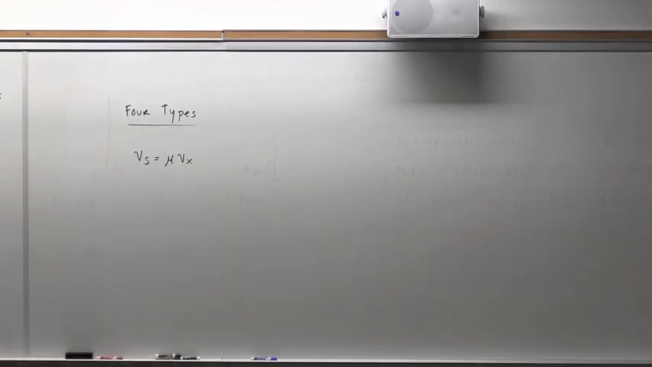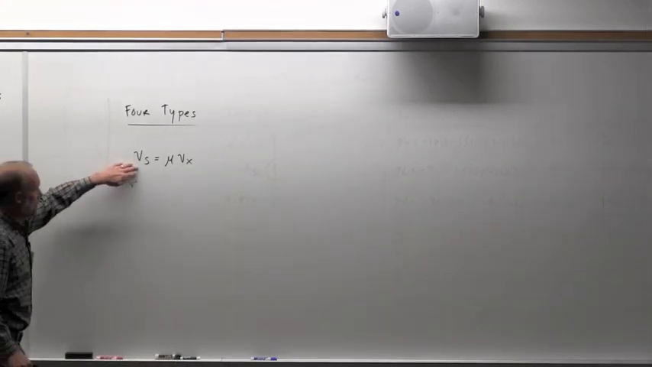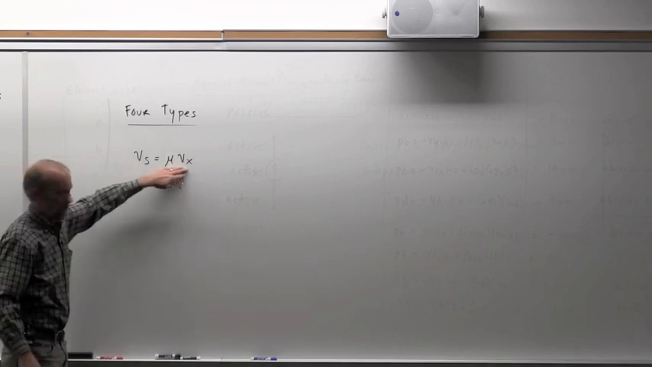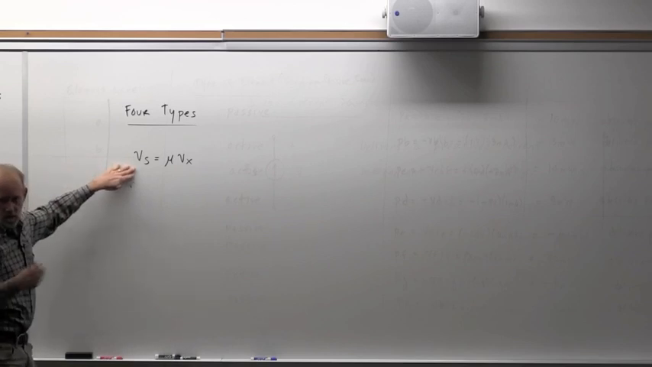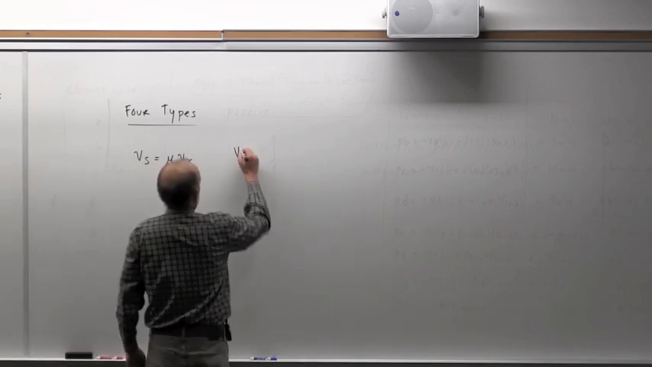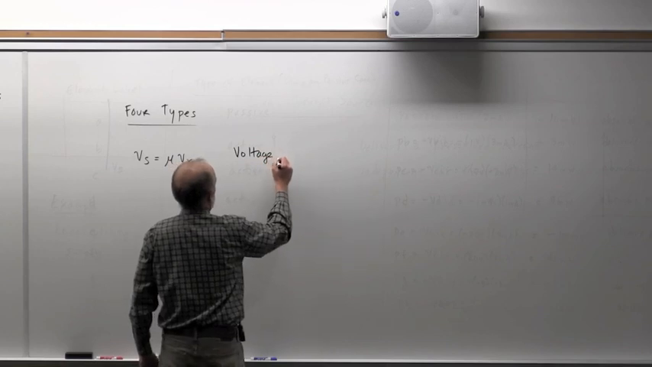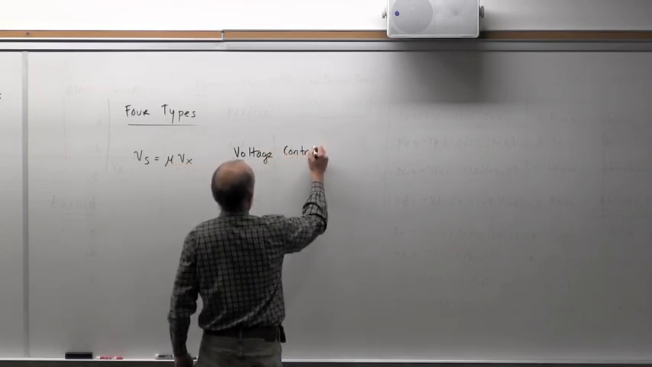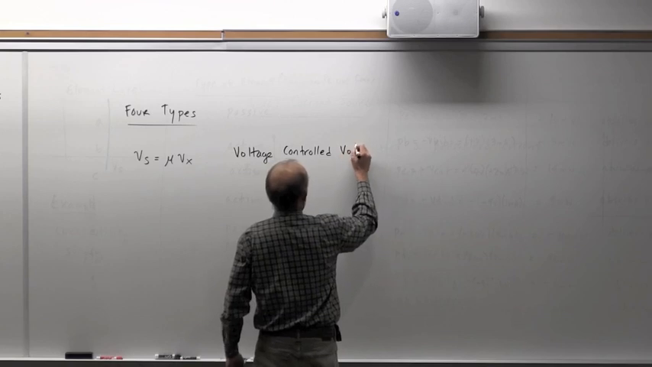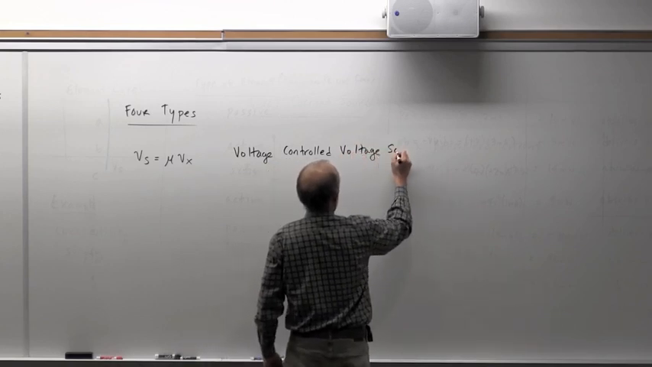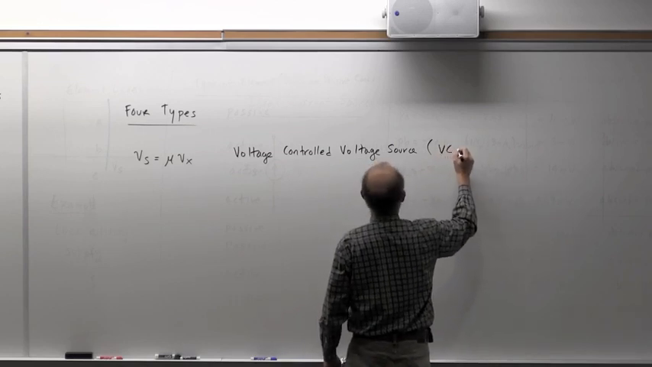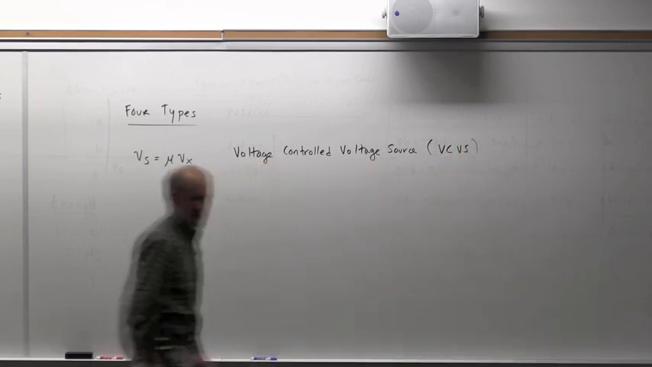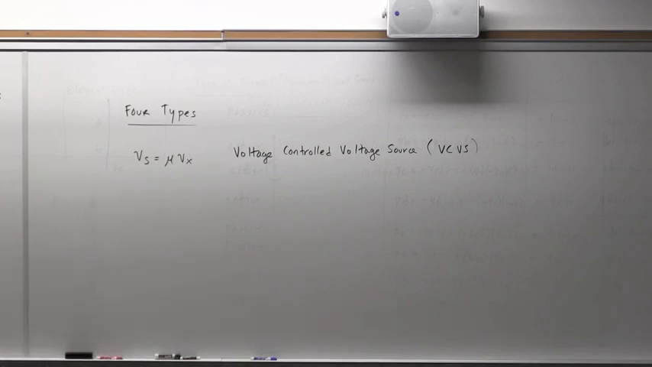I'm going to label the 4 types as follows. So you might have a dependent voltage source that is a function of another voltage somewhere in the system. So this is what's called a voltage-controlled voltage source. And in the interest of time, we'll just use the acronyms from this point on. So VCVS is a voltage-controlled voltage source.